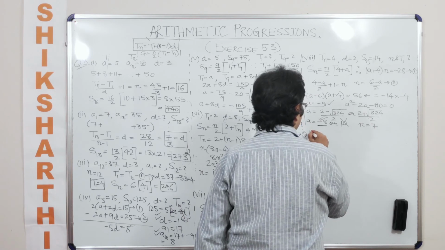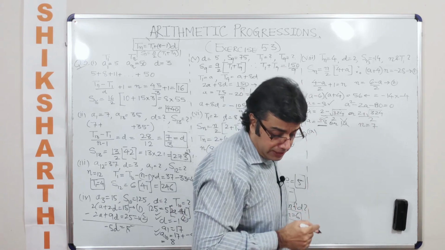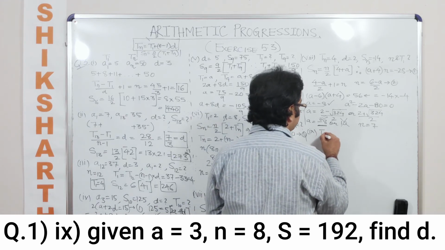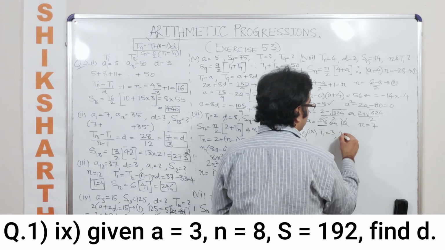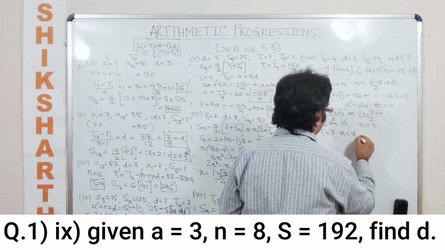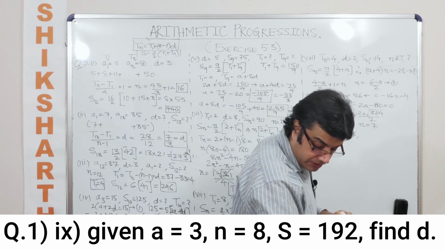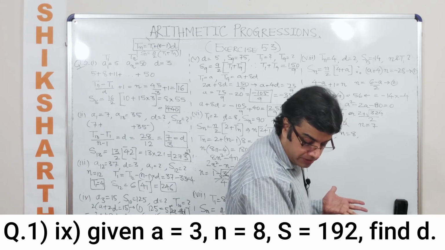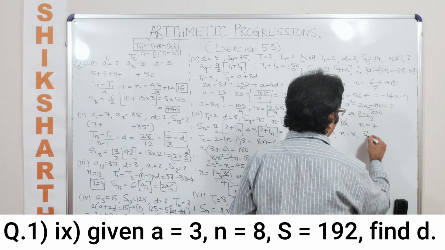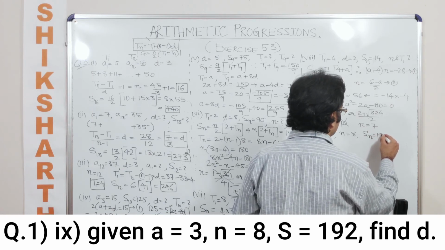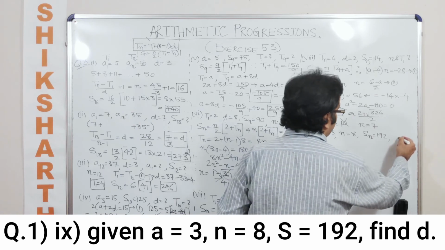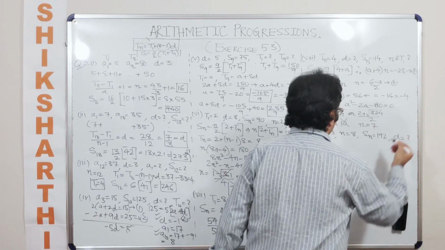Talking about question number 9, subpart 9. The first term is given to you as 3. The number of terms is given to you as 8. The sum is given to you as 192. Let's say the sum for these n terms is given to you as 192, otherwise you can't solve this question. And then you need to find out the value of d. d is not given to you.